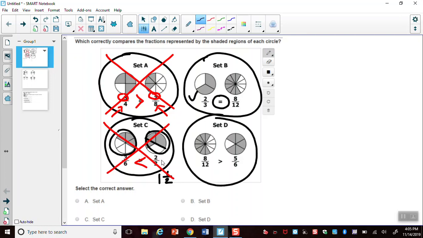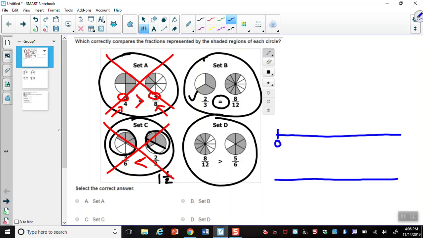Okay, set D is 8/12 is greater than 5/6. Now for this one, it also might be difficult to tell just by looking at the picture. So for this one, I'm actually going to draw my own picture, and I'm going to draw a number line to show this. And when I do that, I'm going to be drawing two number lines as straight as I can and lined up with each other. So I can see that they start and end at the same spot.